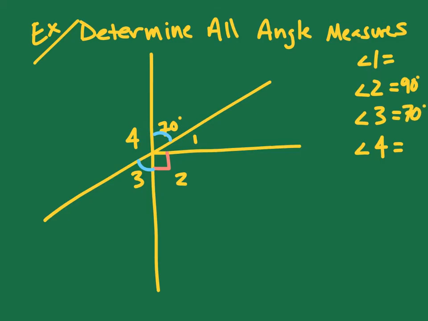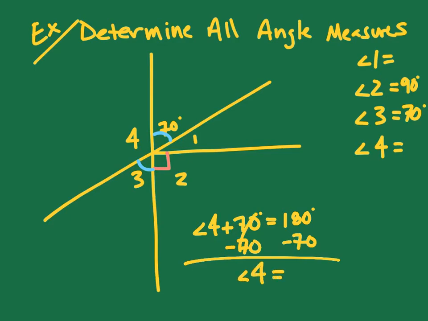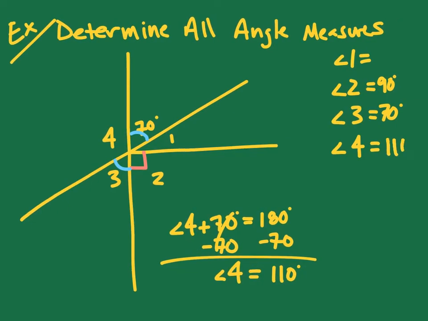Okay, the question is now, what's angle 1 and what's angle 4? Now, I've got a couple of things, okay? Let's calculate angle 4 first. Angle 4 and 70 degrees form a line. That means that these two angles add up to 180 degrees. So I would say angle 4 plus 70 degrees is equal to 180 degrees. So now what I'm going to do is solve for angle 4. Subtract 70 from both sides, and I end up getting that angle 4 is equal to 110 degrees. All right, so 110 degrees.